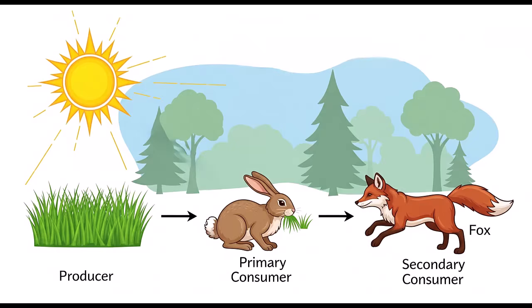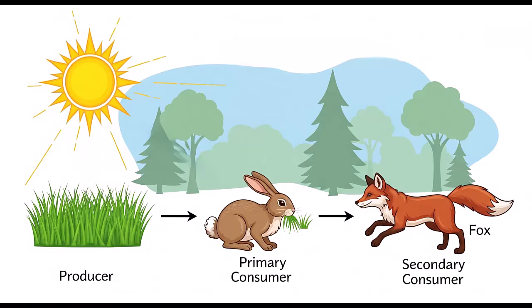The food pyramid is a graphical way to show the amount of energy, or sometimes biomass, the total mass of organisms, or even the number of individuals at each trophic level. Like I said, energy pyramids are always triangular because of that 90% loss.